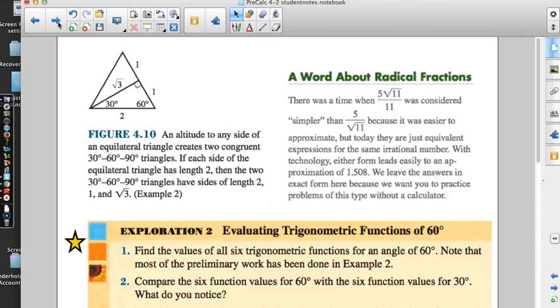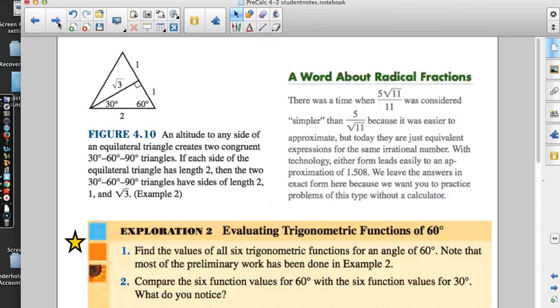And that's because when you go to college, practically nobody is going to let you get away with this. Anybody that's been teaching within the last 10 years will not let you get away with that. You will have to rationalize that denominator and get that looking at 5 square roots of 11 over 11. With technology, either form leads easily to an approximation of 1.508. But most of the time when you're using the special triangles, you don't want approximations.